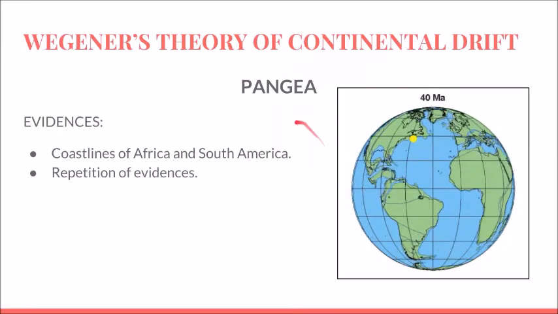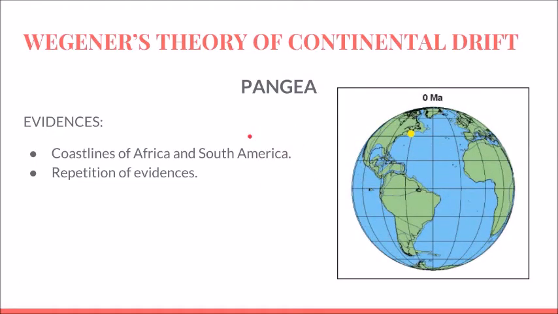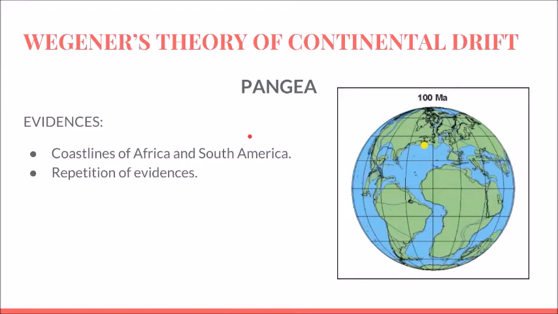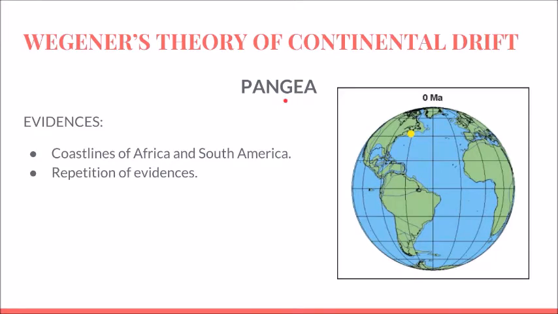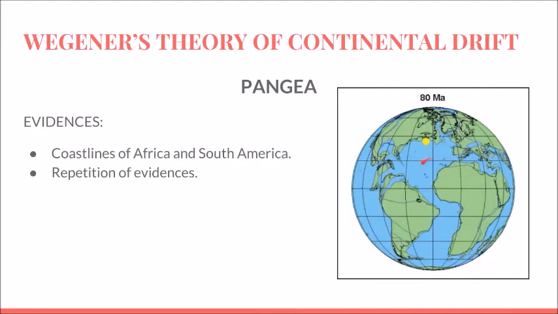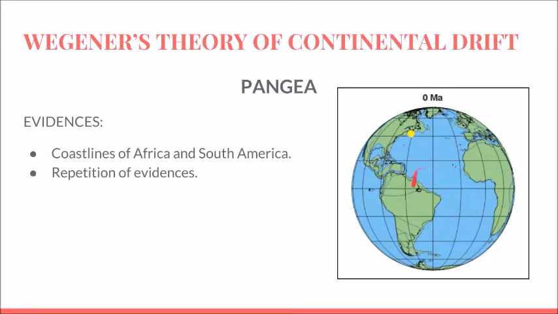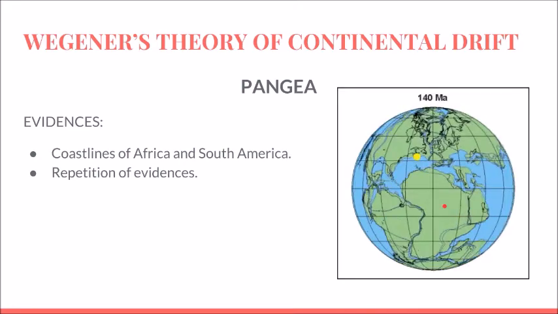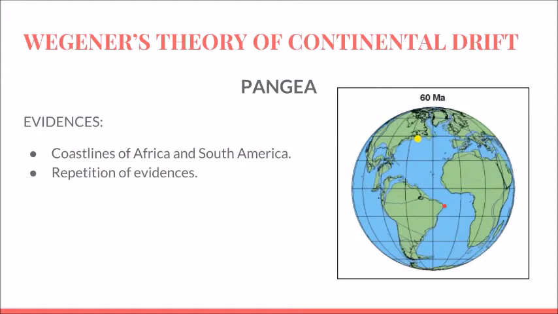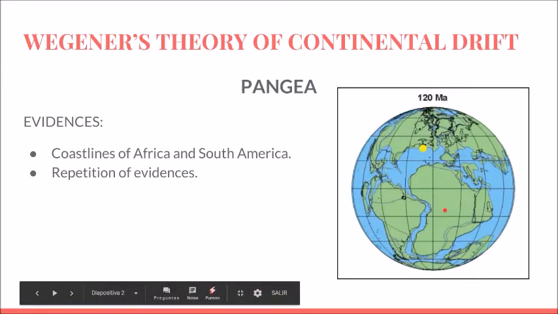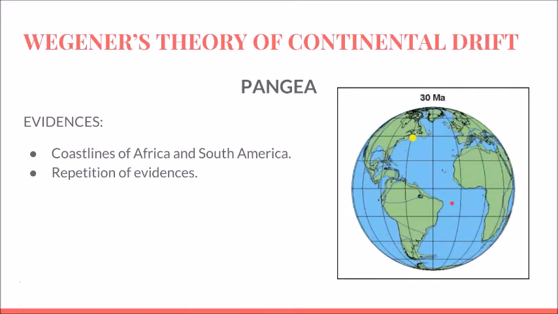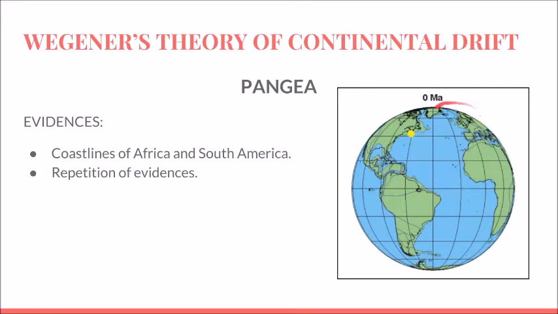First of all, I'm going to talk about Wegener's theory. He said that at first all the continents were only one called Pangaea, but 2 million years later, Pangaea broke and the continents moved very slowly to the positions they are today. Some of the evidences of this theory are that he realized that the coastlines of Africa and South America fit together, but we can see this also in North America and Europe, and these evidences repeated.